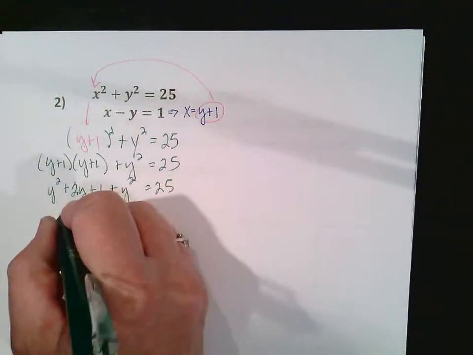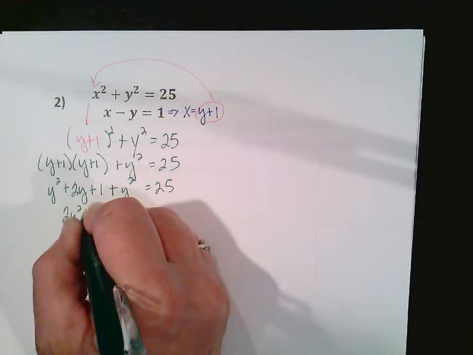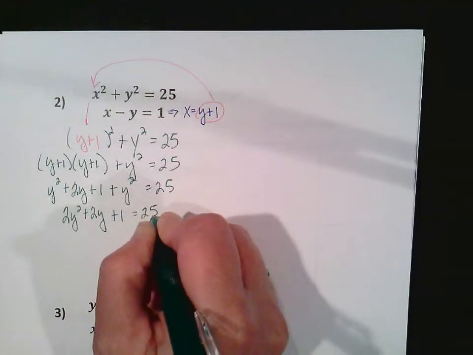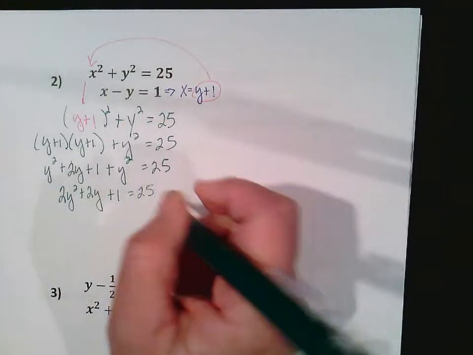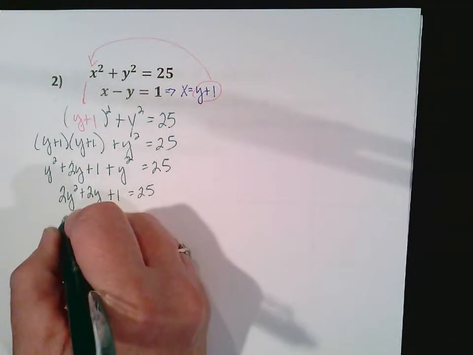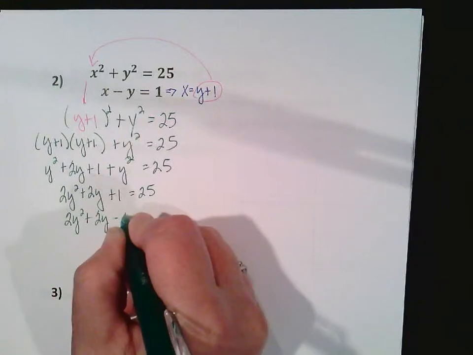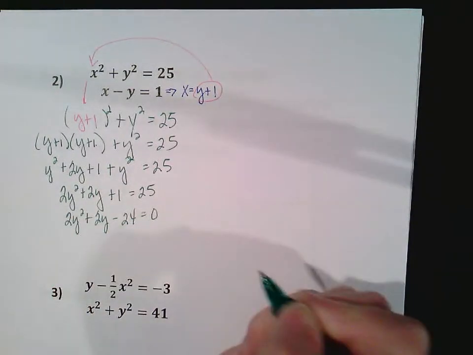I have y squared plus y squared. So I have 2y squared plus 2y plus 1 equals 25. Because I have a quadratic, I want to get it equal to 0, so I'm going to subtract 25 from both sides. So we have 2y squared plus 2y minus 24 equals 0.